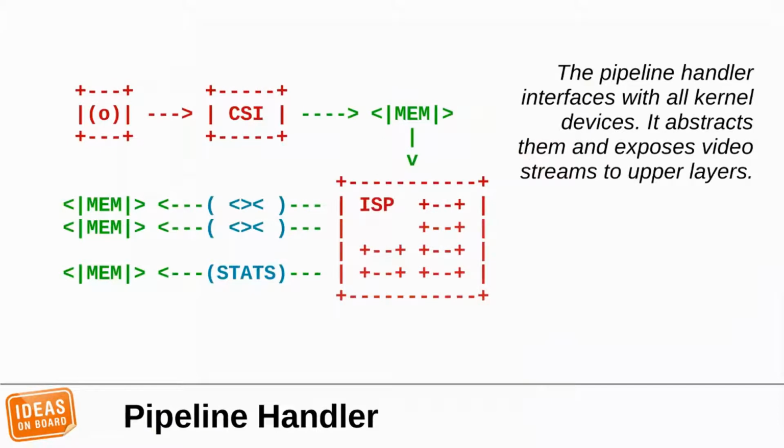So the pipeline handler, as briefly explained as well, handles all the interface with the kernel devices and exposes then all the libcamera API towards the upper layers. It's the most complex piece of code that is written when you want to enable a new platform in libcamera, but we'll go back to platform enablement a bit later in this presentation.